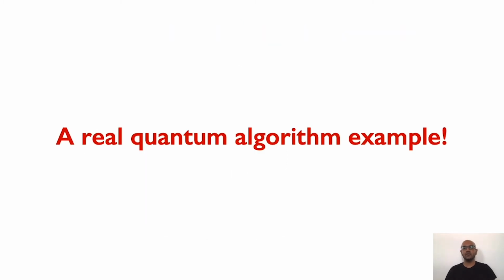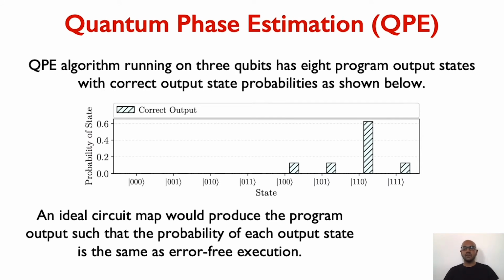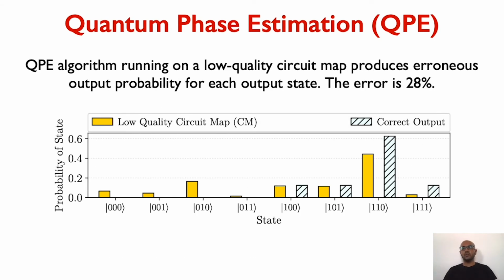Next, we'll look at the impact of circuit map selection using a real quantum algorithm. As we saw earlier, the quantum phase estimation circuit runs on 3 qubits and has 8 program output states, with correct output probabilities as shown in the figure. So we see that the first 4 states have probability 0, then states 100, 101, and 111 have probability 0.125, and state 110 has probability 0.625. Of course, all of these probabilities add up to 1. So an ideal circuit map, which is run on an error-free quantum computer, should be able to get these probabilities exactly right.